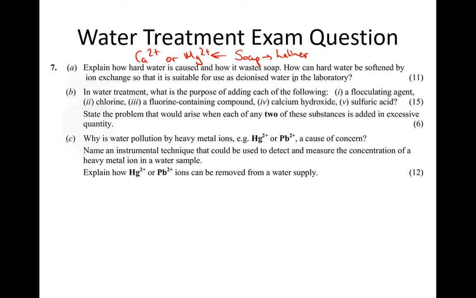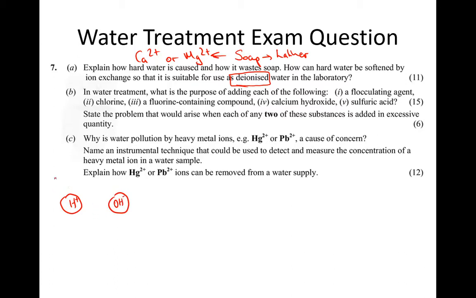Anyway, how can hard water be softened by ion exchange so that it is suitable for use as deionized water? Now that's extremely important, deionized water. So therefore no ions whatsoever. And in that case, we have to use the resin that contains both H plus ions and OH minus ions. So just very quickly to go down here, we have a resin that contains H plus, and we've got another resin that contains OH minus.